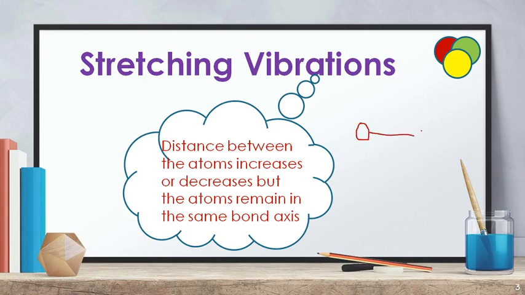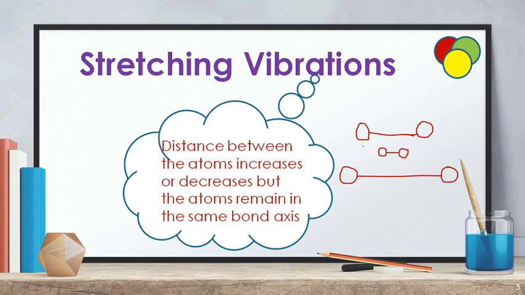Simply, I am taking two balls which are connected by a bond. The distance between the two atoms may increase or decrease. When the distance between the two atoms decreases, it must look like this. This is known as compression. When the distance between the two atoms increases, it will look like this. This elongation of the bond is nothing but stretching. So compression, stretching, and this is the original form of the bond.